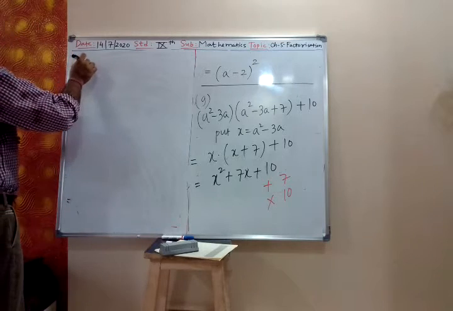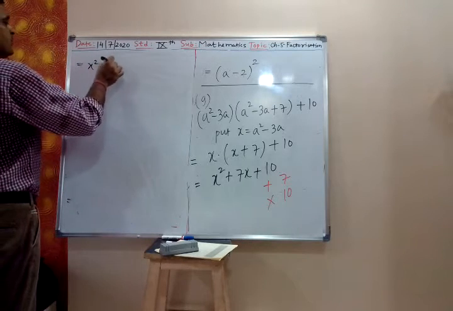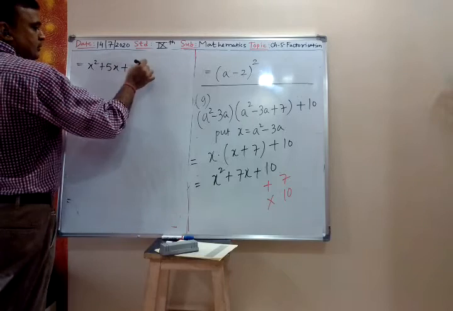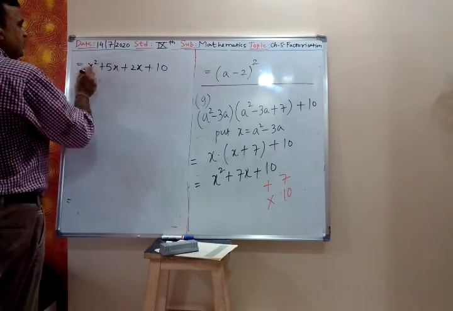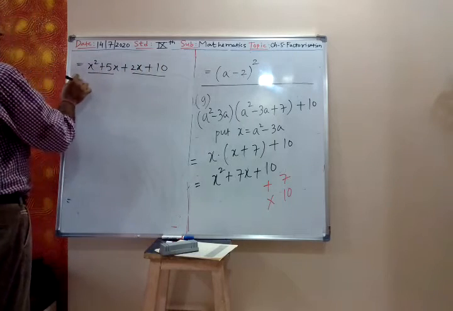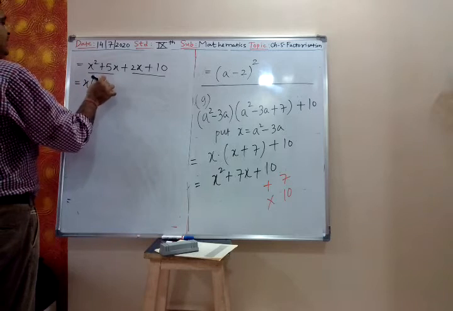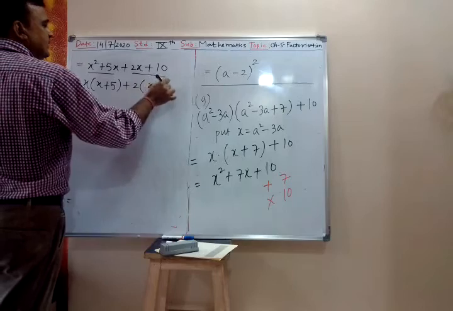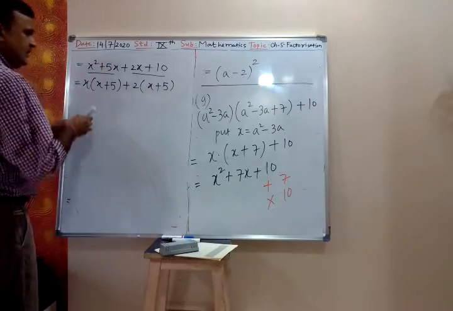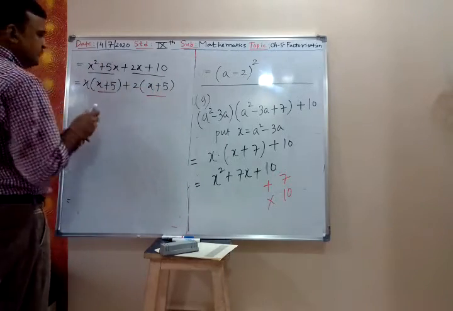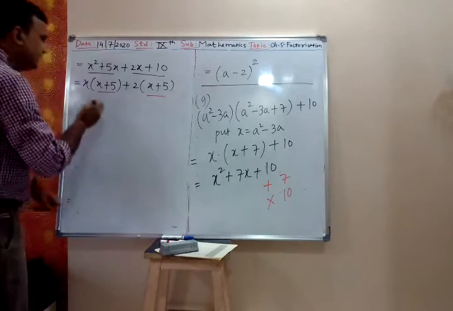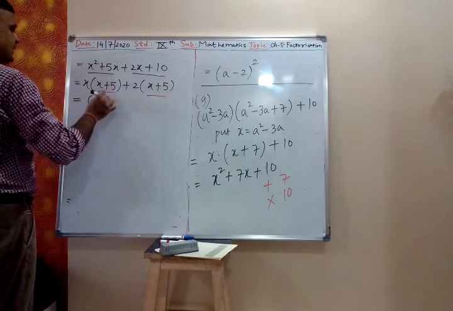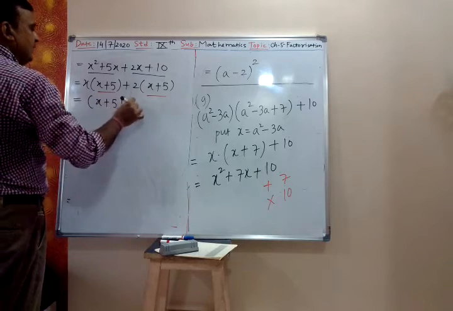So this I will write as x square plus 5x plus 2x plus 10. Now we do the grouping. Take two terms together, simplify. So x into x plus 5, plus 2 into x plus 5. Now x plus 5 is again common. That I will take. So it is x plus 5 into x plus 2.